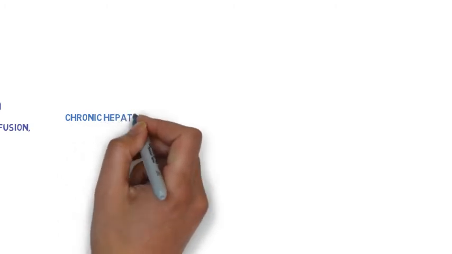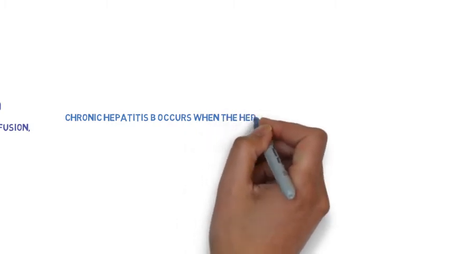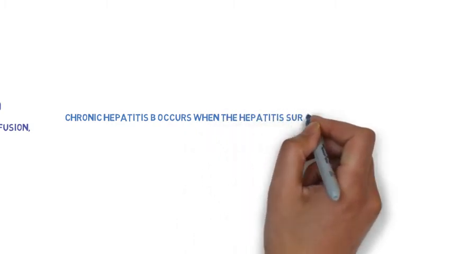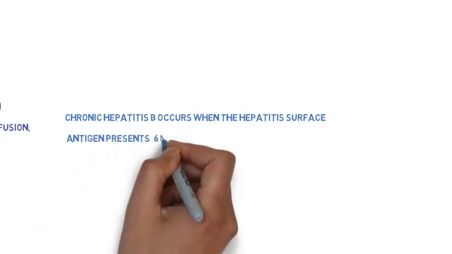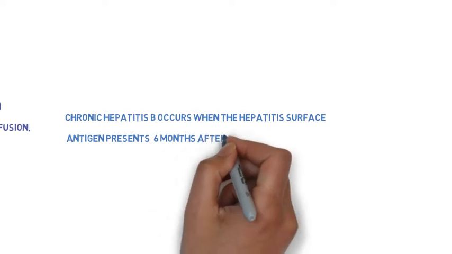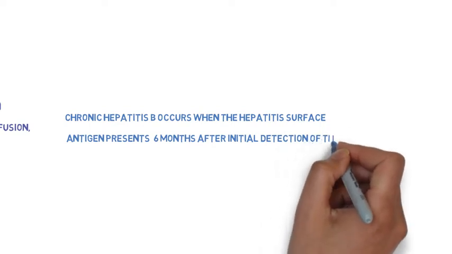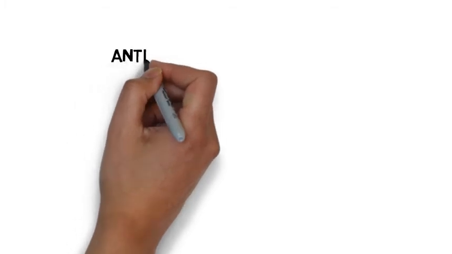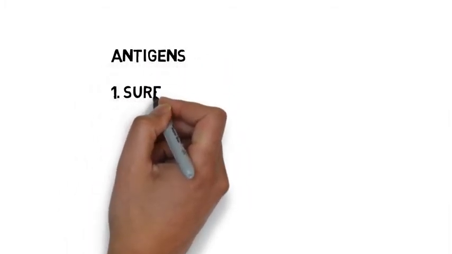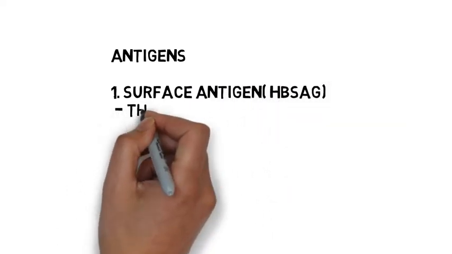As I have mentioned before, key words in hepatitis are acute and chronic. Chronic hepatitis B occurs when the hepatitis surface antigen persists for 6 months or more after initial detection of that antigen. There are many antigens and antibodies in relation to hepatitis. The antigens of note include, firstly, the surface antigen. If the surface antigen is present, we think active infection.